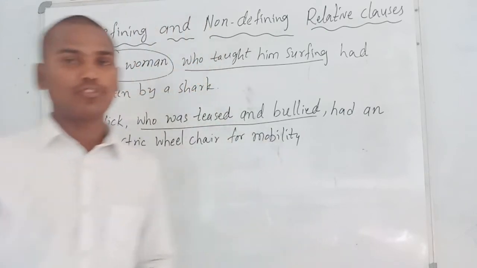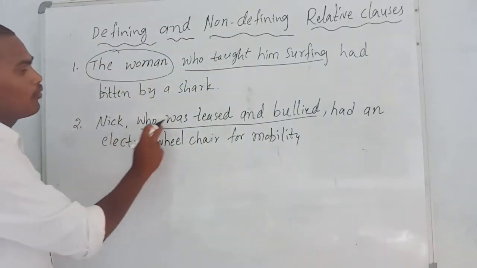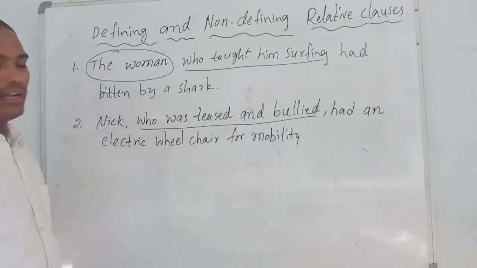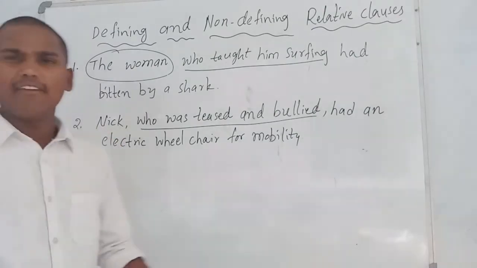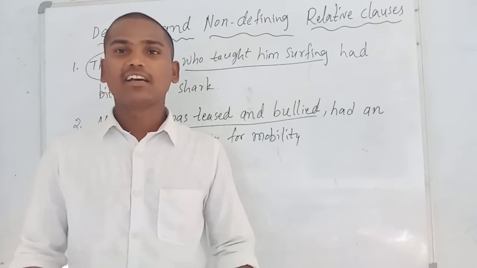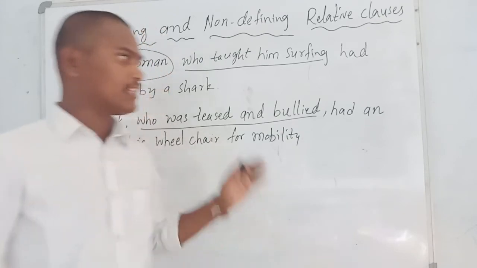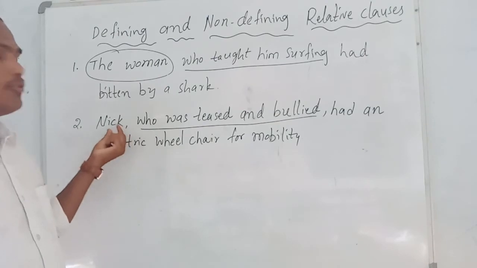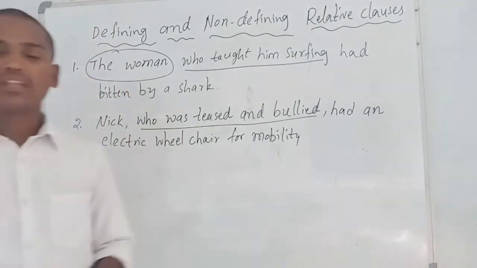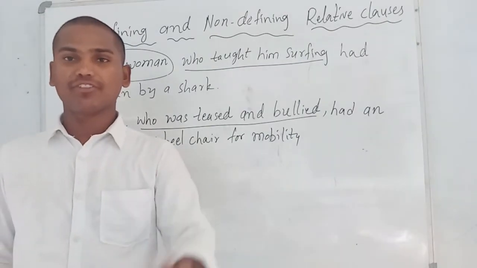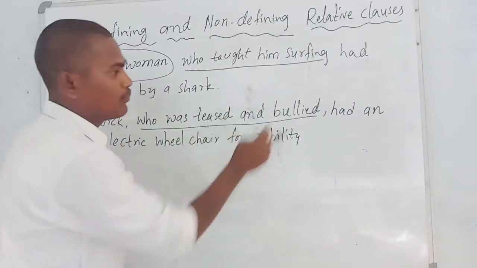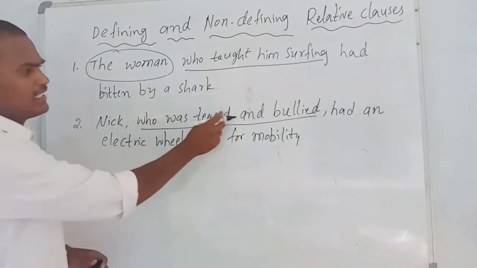Now let us move to the second example. Nick, who was teased and bullied, had an electric wheelchair for mobility. You know Nick. Everybody knows Nick. Nick is a very famous personality. So there is no other part of the sentence needed to give identity to this word. And we have to remember one more thing: it is a proper noun. Nick is a particular name of a person. So Nick, who was teased and bullied. So who was teased and bullied?